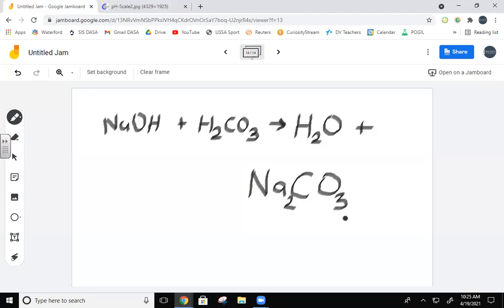Okay, really what we make, which you may have seen before earlier today, is disodium carbonate. It is baking soda.